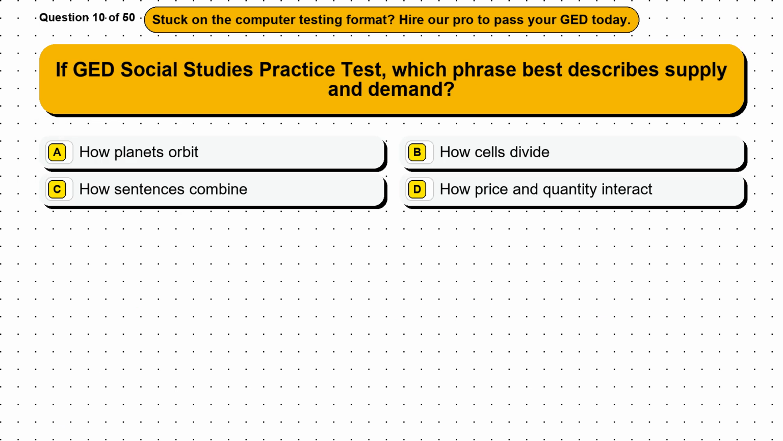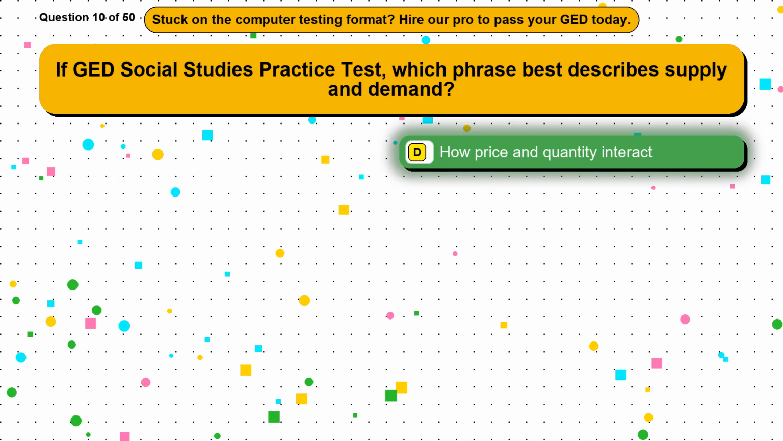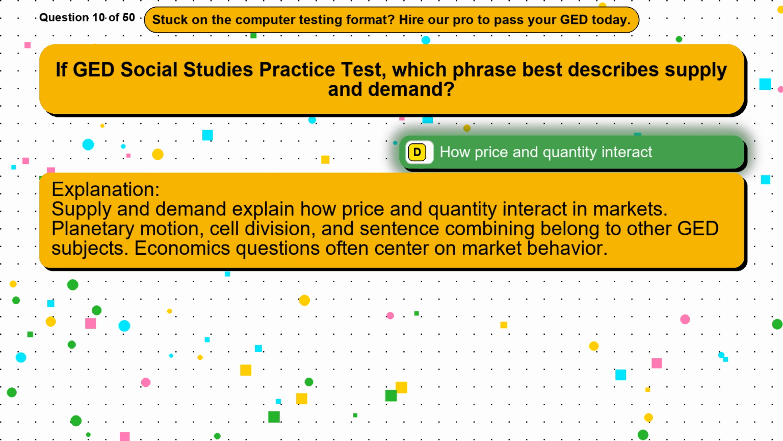Question 10. If GED Social Studies practice test, which phrase best describes supply and demand? Option A, how planets orbit. Option B, how cells divide. Option C, how sentences combine. Option D, how price and quantity interact. The correct answer is option D, how price and quantity interact. Supply and demand explain how price and quantity interact in markets. Planetary motion, cell division, and sentence combining belong to other GED subjects. Economics questions often center on market behavior.